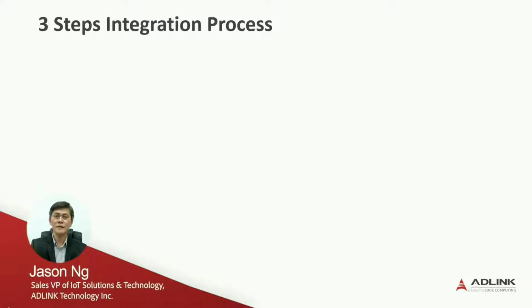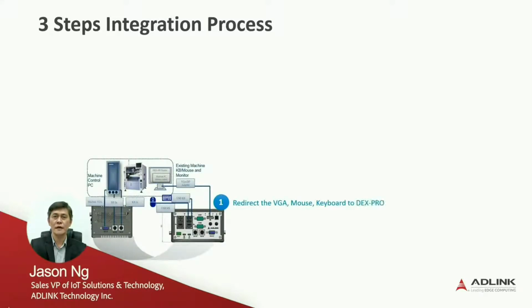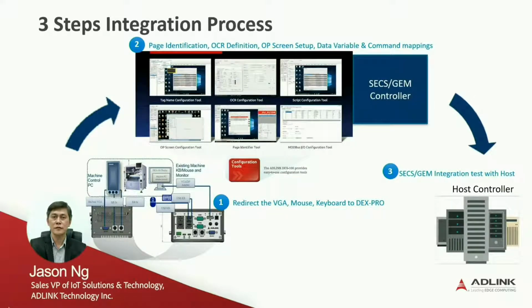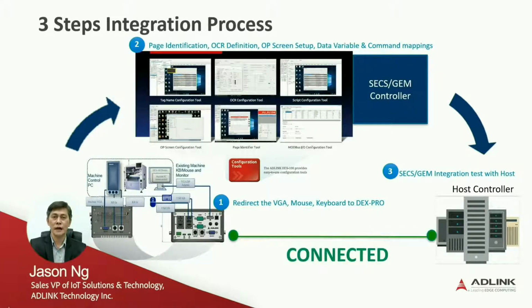You just need 3 simple steps to get your legacy machine SECS/GEM ready. Step 1. Connect DEX100 to the legacy machine through VGA, mouse, and keyboard cables. Step 2. Configure DEX100 to capture the required data through an OCR table. Step 3. Integrate and test Sex2Dex.net with the host controller. With this, you can run the DEX100 program and all the data will be collected by DEX100 and transferred to the host controller via the SECS/GEM protocol.